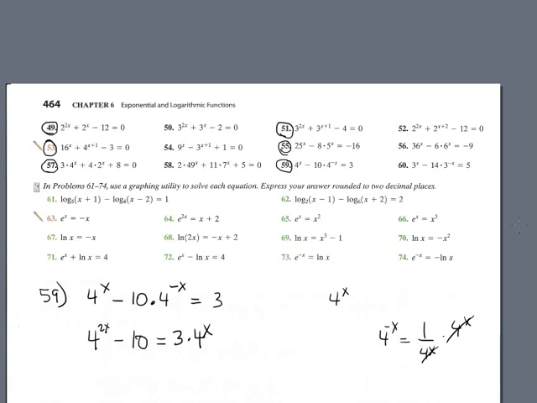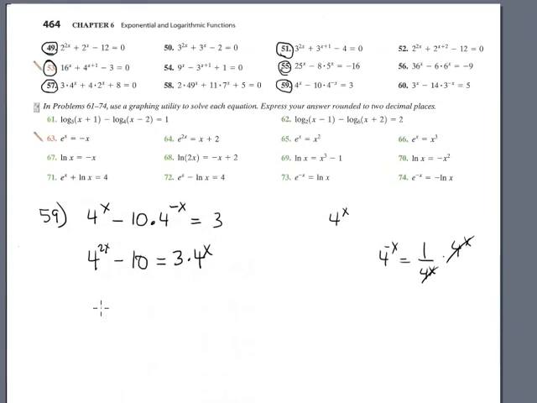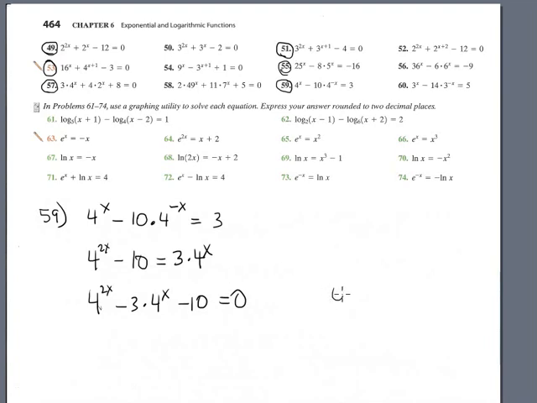So let me organize this equation, which is quadratic in form. 4 to the 2x minus 3 times 4 to the x minus 10 equal to 0. Okay, this is 59. So let's see the solution. The solution is u is equal to 4 to the x. It's u squared minus 3u minus 10 equal to 0.